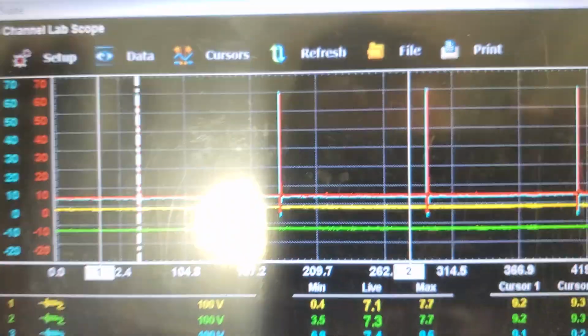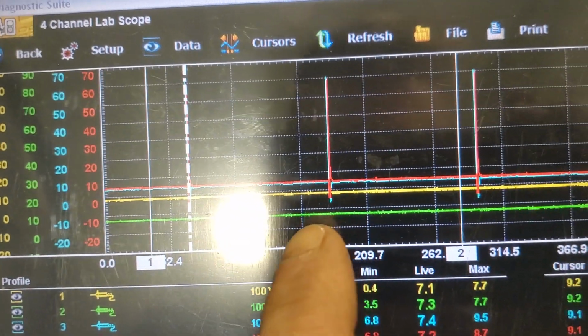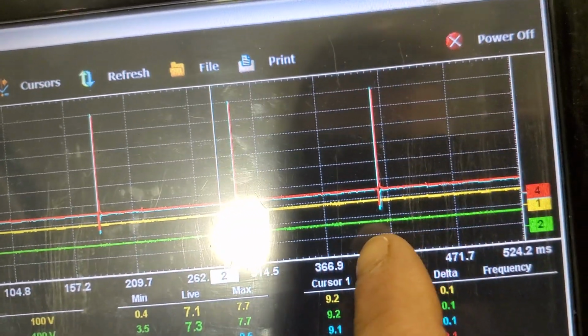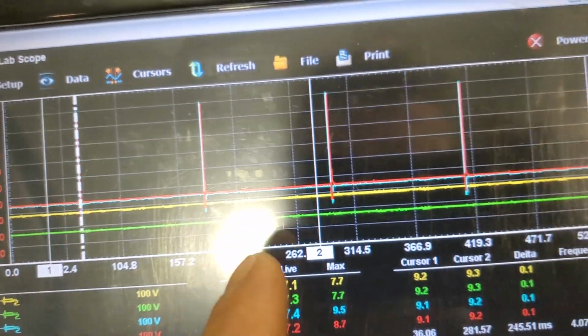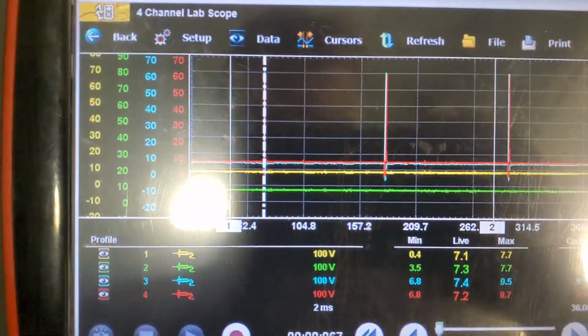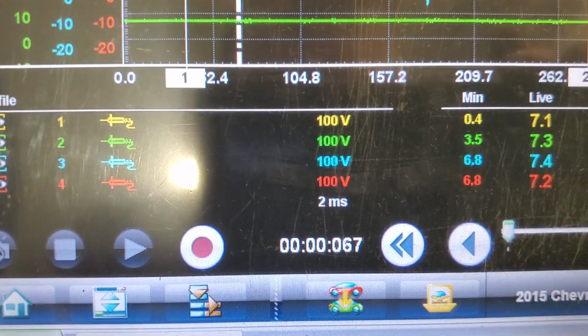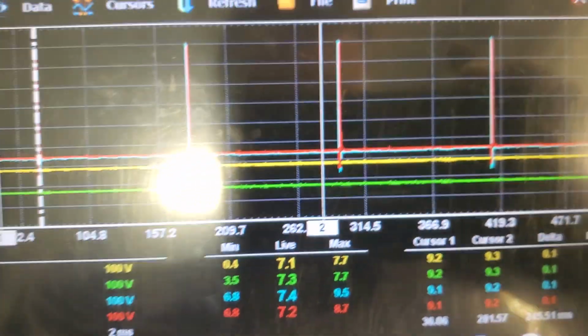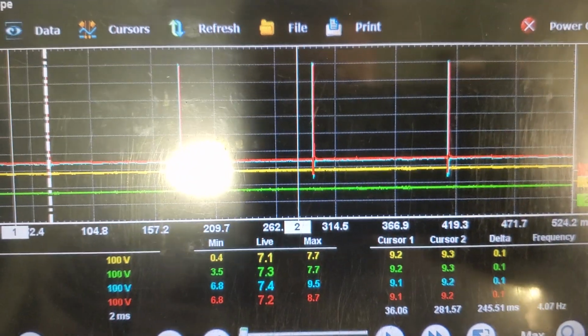So this is zoomed out just to show you that we have repetition on injector 5, but we have nothing from injector 4. I'm sorry about that glare from the light, guys, but I'm on a 100 volt scale, 2 millisecond screen. So I just wanted to show you that.